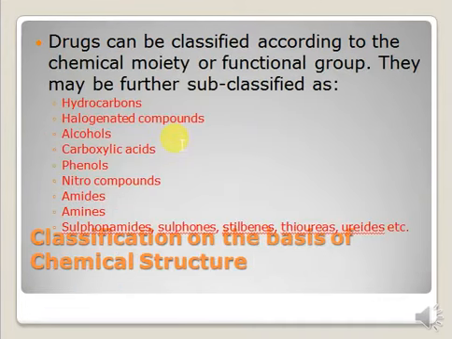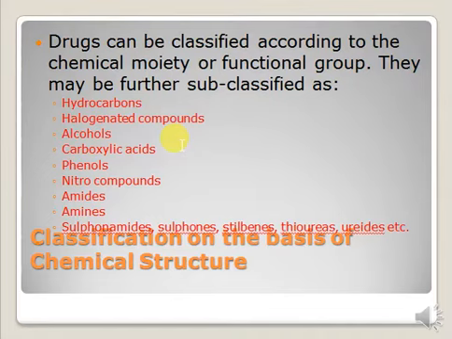Right, so on the basis of the chemical nature or the function present in the drugs, the drugs can be classified into various categories. These include hydrocarbon-based drugs, then halogenated compounds, then alcohols, the drugs that have an alcoholic group, known as alcoholic drugs, then carboxylic acid drugs, then phenolic drugs, then drugs with nitro compounds, and amide drugs, and sulfonamides, and amines, and sulfones, and stilbenes, and thiourea, etc. Right? So this is classification on the basis of chemical structure, depending on which functional group or which chemical moiety is present in the drug.